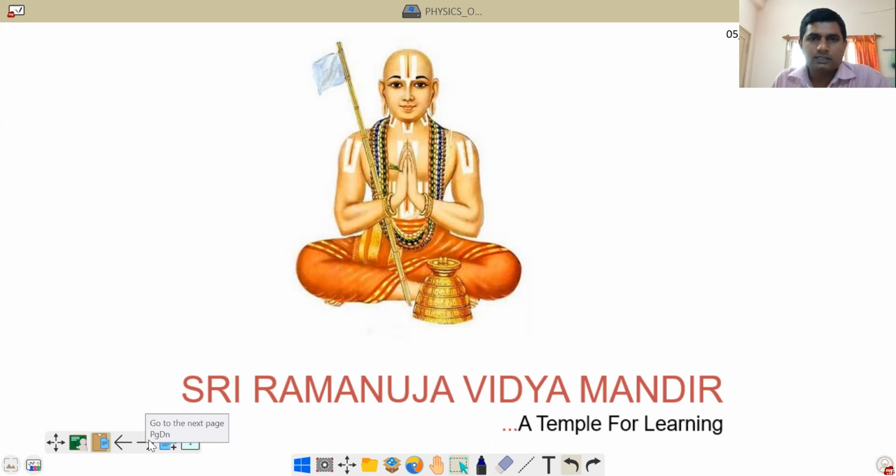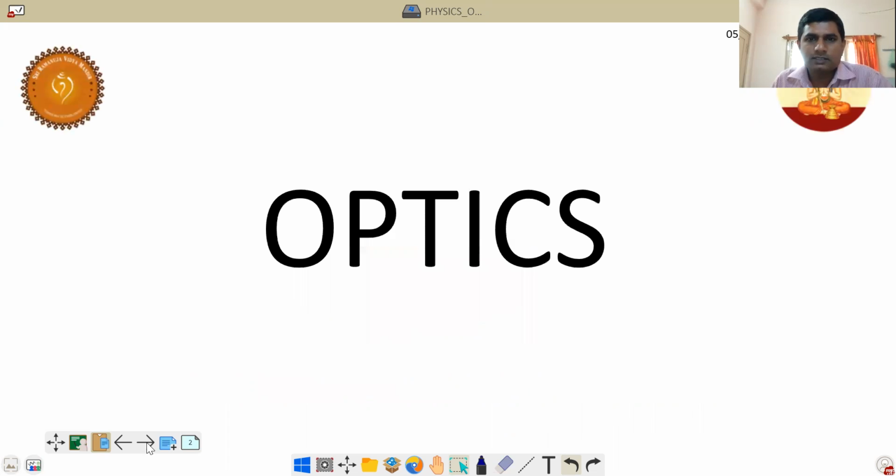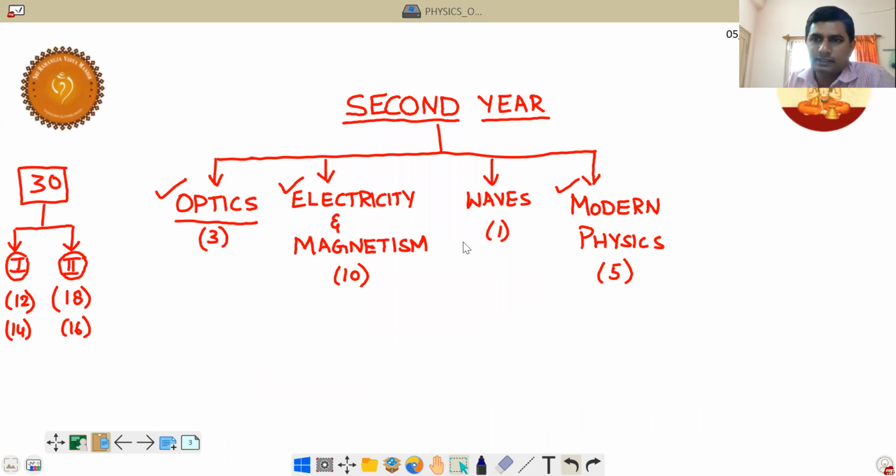This is the second year syllabus, where in second year we have 4 units. One is called optics, then electricity and magnetism, next waves, and then modern physics. Out of all these 4 units, the second unit is very important. It's called electricity and magnetism, from which approximately 10 questions will come.